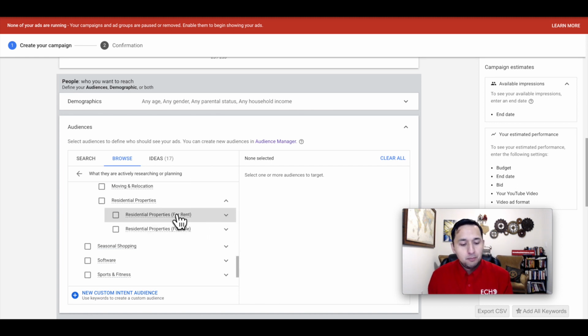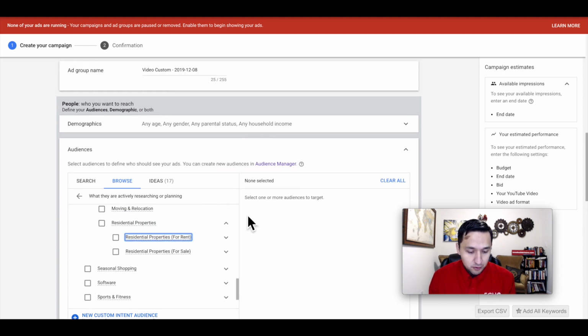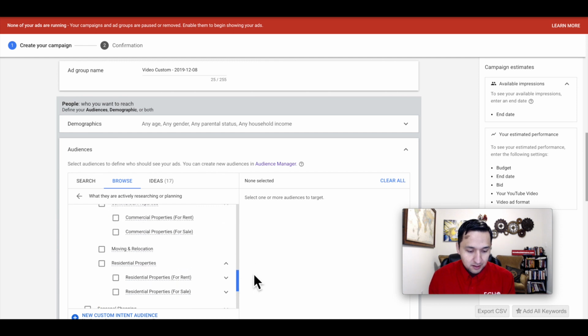You're looking for the people in residential properties that are in market for residential properties. You can go a little bit deeper. So you have residential properties for rent, similar to, if I learn how to use the mouse, I'll be able to get this. There we go.